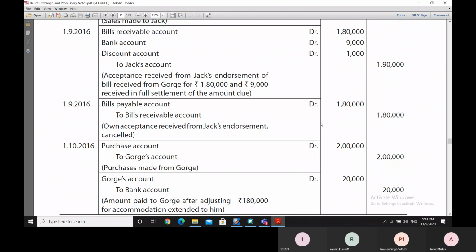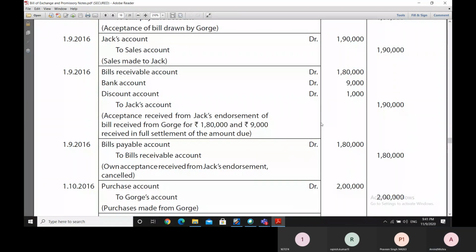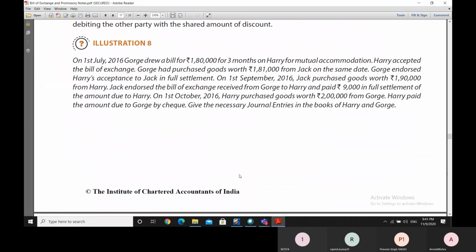Thereafter what happens is that now Harry's acceptance is received from Jack's endorsement, which is cancelled. So let us see here what is happening: George has endorsed the Harry's acceptance to Jack. So Jack has sold some items to George, and therefore George had to make the payment to Jack for 1,81,000 rupees. Now instead of making the payment, George has a bill with which he makes the payment, and therefore there is a full and final settlement, with 1,000 rupees as the discount.